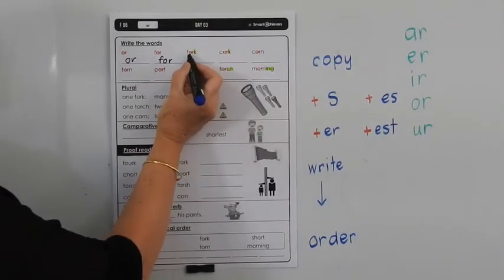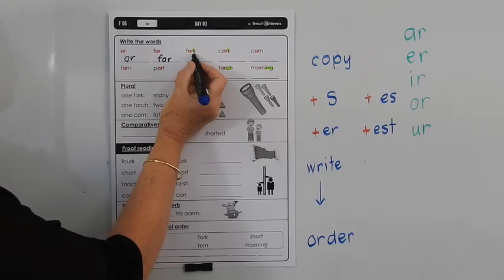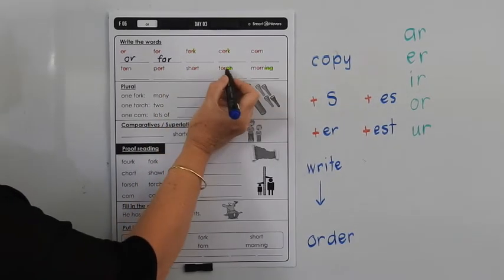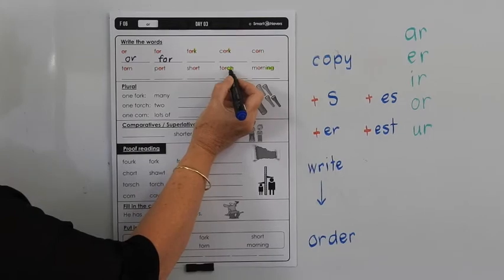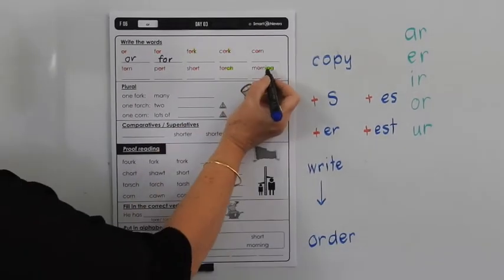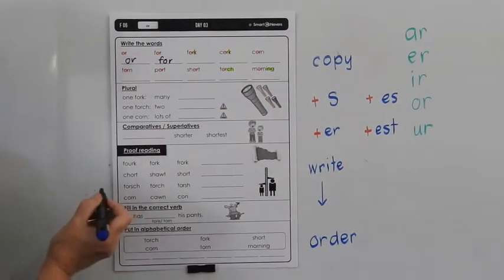Don't forget that after a long vowel sound, we put a K at the end of a short word. And don't forget, after a long vowel sound, we use CH. And here you know ing at the end of a word is ing.